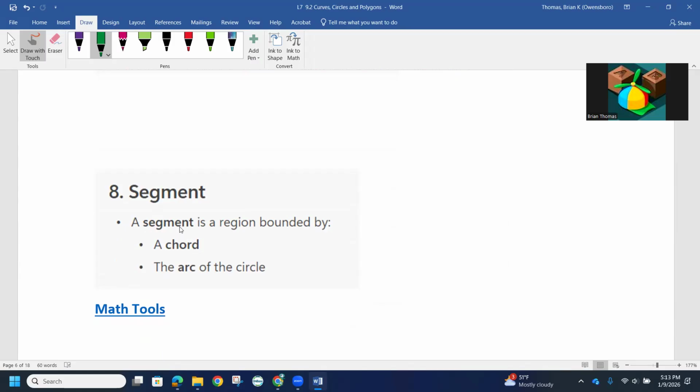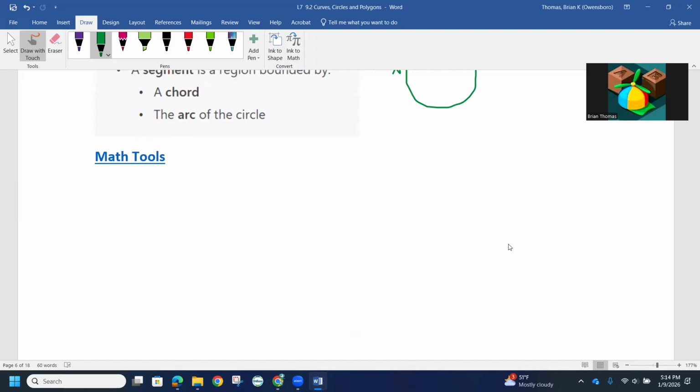So if I draw that one out roughly, if I draw a circle, hey, it's not too bad. If I draw point X and point Y, and join those together, that's a chord. And notice that with this arc XY, the segment is the region between that chord and that arc, that area, if you will. Okay, so we have that going on there.